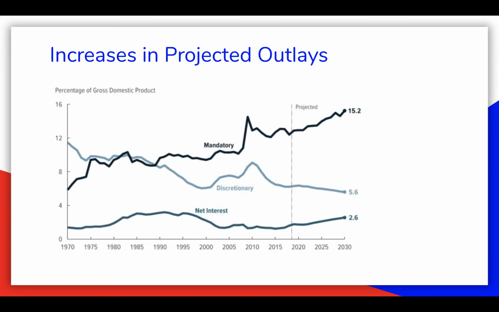Now, what will our spending look like in the future based on these January 2020 CBO predictions? We expect that outlays or expenditures will generally increase by 2030, and most of these increases in projected outlays stem from growth in mandatory spending, which you can see right here, and interest payments right here. Now let's delve a bit more into this increase in mandatory spending and interest spending over the next decade.